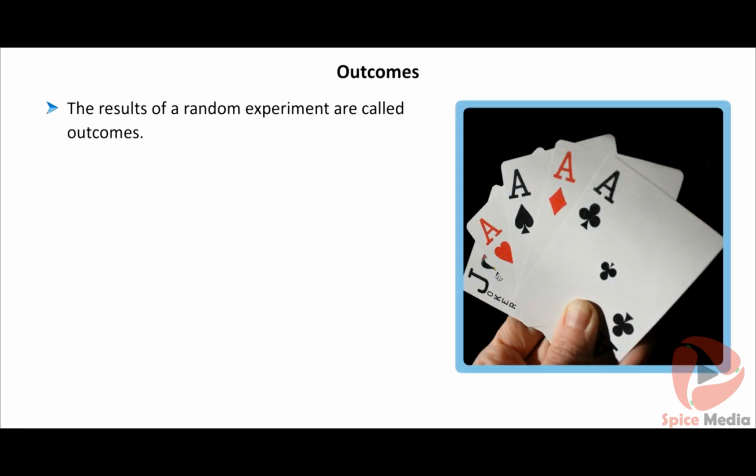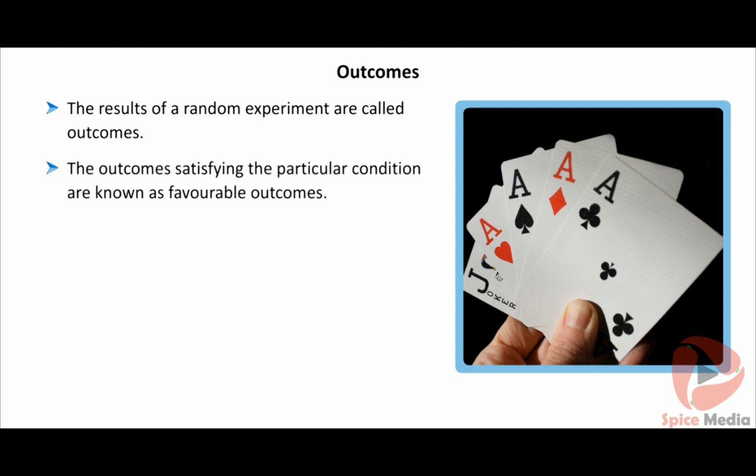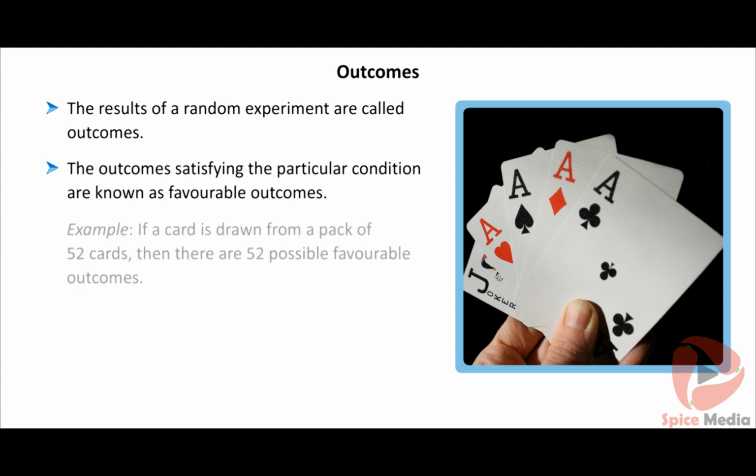Outcomes: the results of a random experiment are called outcomes. The outcomes satisfying the particular condition are known as favorable outcomes. For example, if a card is drawn from a pack of 52 cards, then there are 52 possible outcomes.